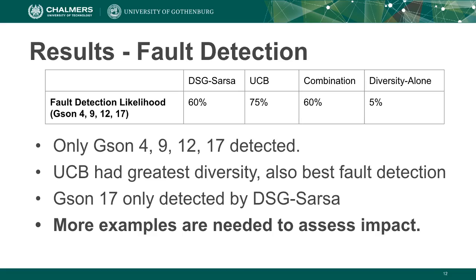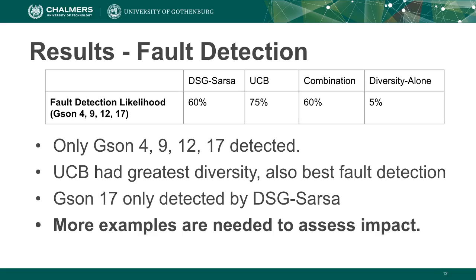Now, there is limited evidence we can use to assess the impact of diversity on the likelihood of fault detection. Only 4 faults are detected by any of the approaches: faults 4, 9, 12, and 17. Now, in past research, we identified several factors impacting fault detection in Gson, including faults that are easier to expose through system-level testing than unit testing, which is what we're performing here, complex data types, and faults exposed through stronger test requirements.